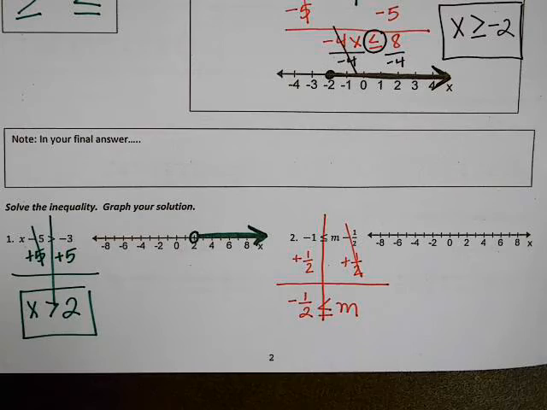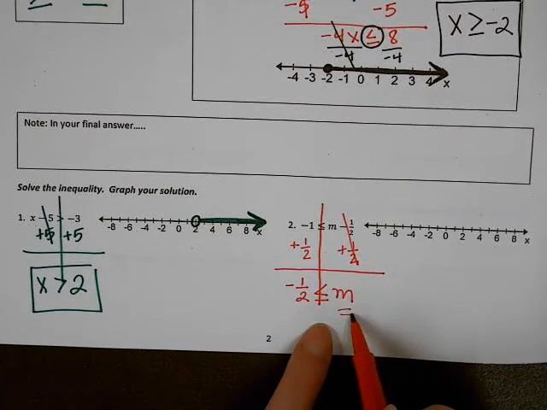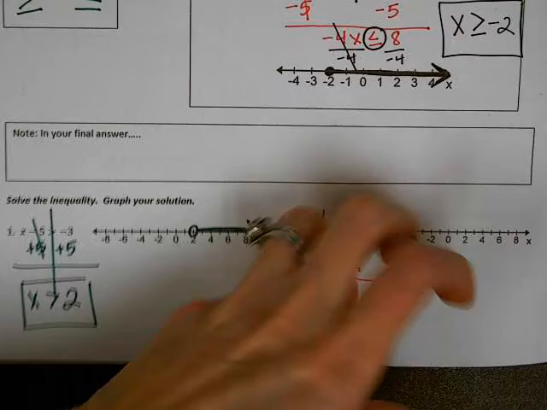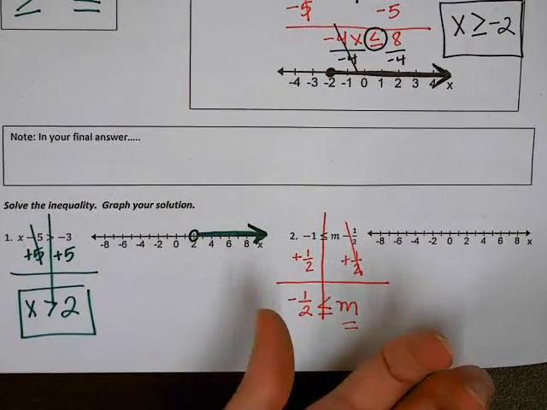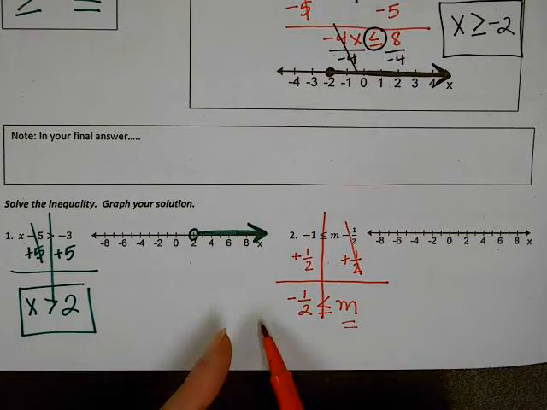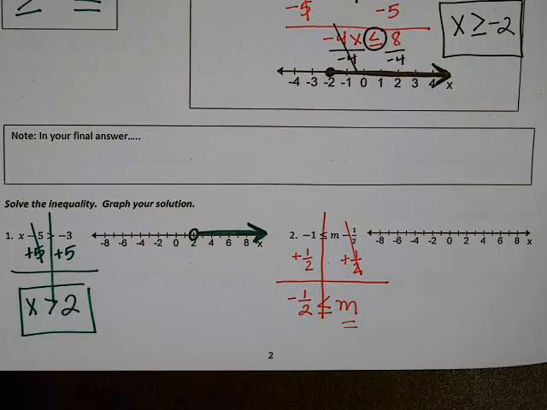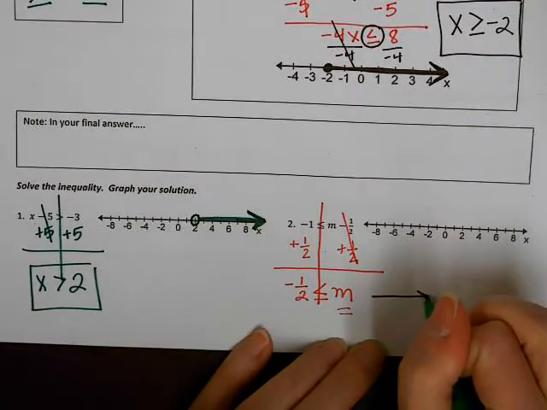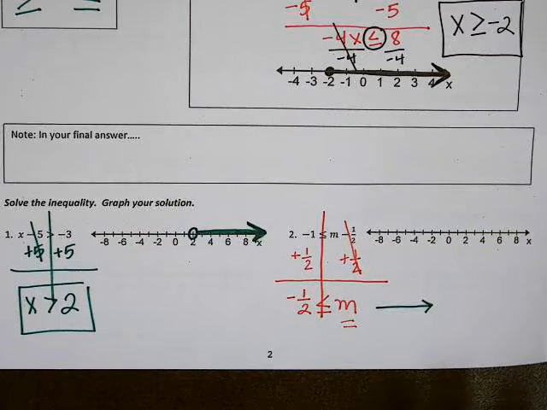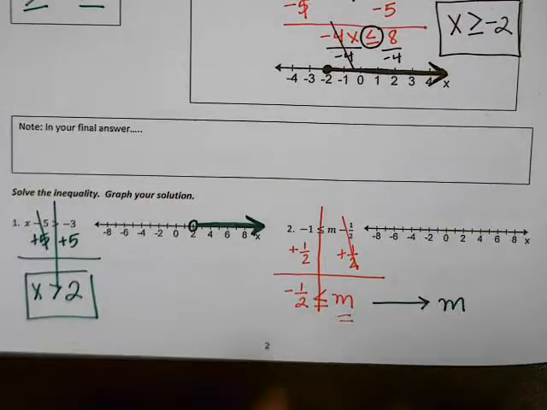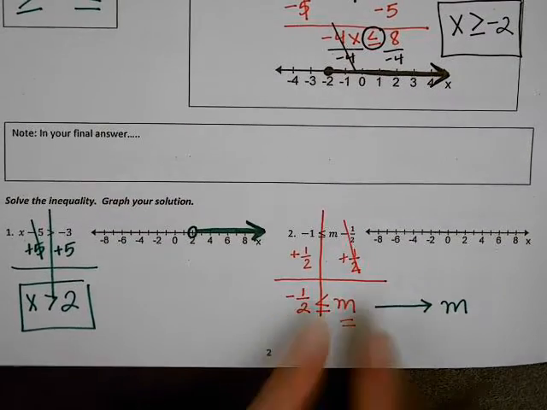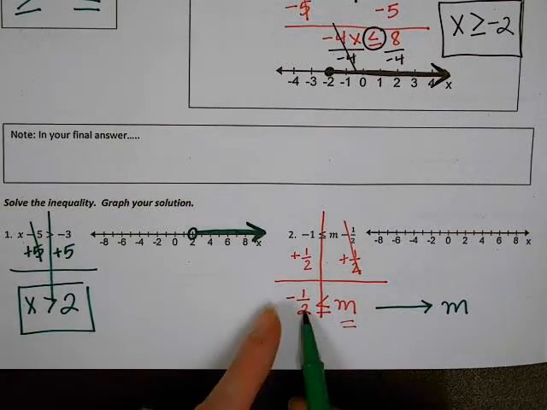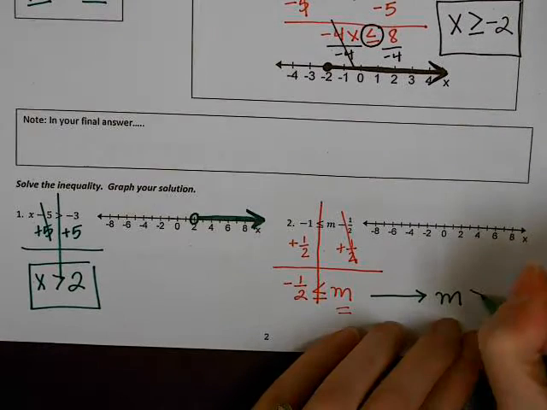Okay, so here's what I would do, guys. If the m ever ends up on the right-hand side, you need to rewrite it and kind of just switch everything so the m is on the left-hand side, because it's so much easier to graph if the variable is on the left. So here's what I'm going to do. I'm going to totally flip everything and rewrite it. Because if you read it backwards, doesn't it say m is greater than or equal to negative 1/2? So that's how I'm going to write it.